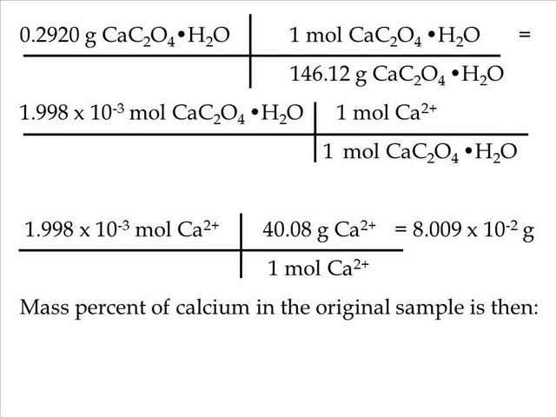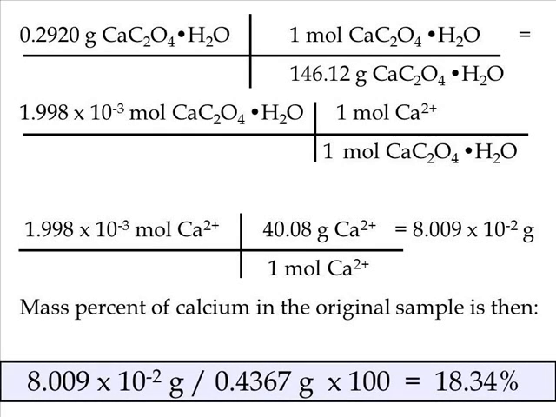Now we find the mass percent of calcium in the original sample. We're not interested in the mass of calcium ions in the precipitate. That's already known. Those calcium ions came from the unknown. We put them in a known compound. We analyze the known compound and the mass of calcium ions in that compound. We then divide that mass by the original compound, and our unknown compound contained 18.34% calcium.